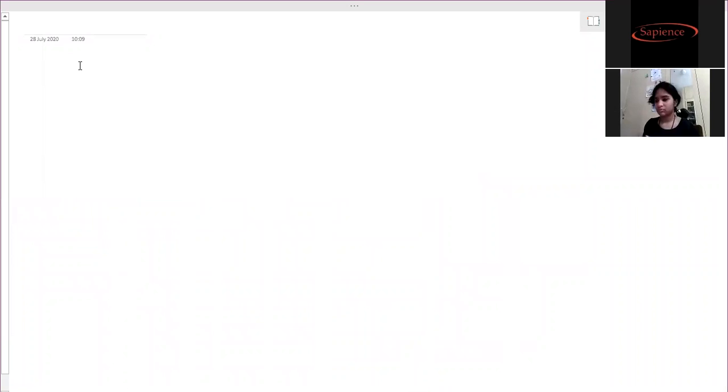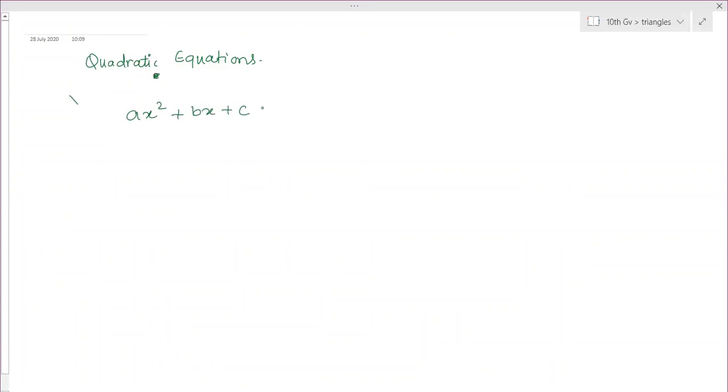Now, next, we are starting with the next chapter, quadratic equations. Quadratic equations are all written in the form ax square plus bx plus c is equal to 0.